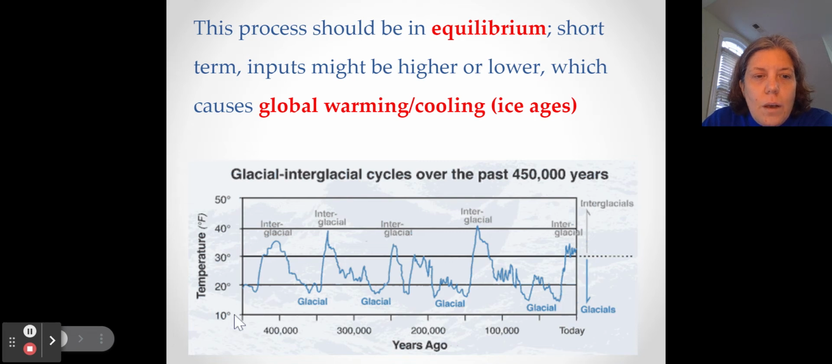The temperature going up and going down. So interglacial, temperature goes up. Glacial, temperature goes down. Interglacial goes up. Glacial goes down. So ice ages, non-ice ages, ice ages, non-ice ages. This has happened in cycles for many, many years.